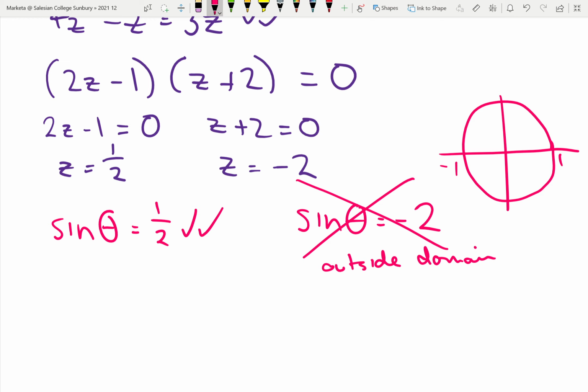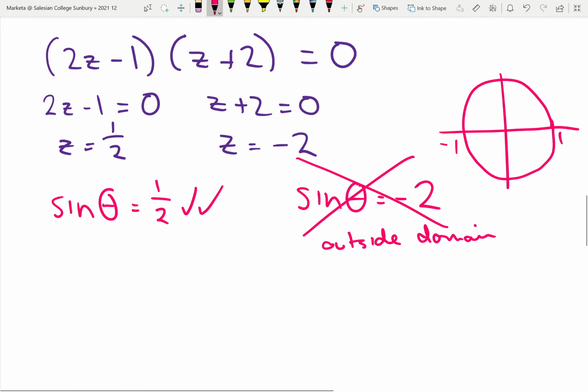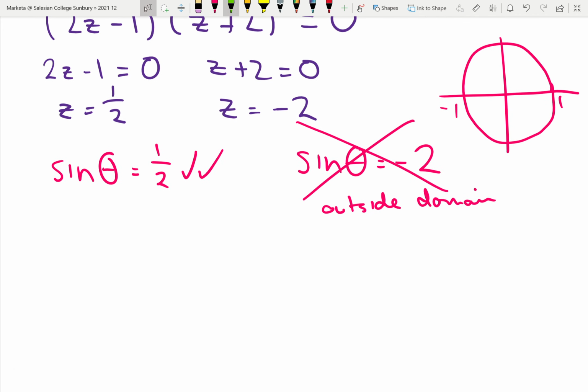We can, however, solve quite nicely for sine theta equals half, and we will do that looking in the table of exact values, which of course you need to memorize. But I've got it here so you can see how we get our values. It means that our basic angle is pi on 6. So let's draw that.